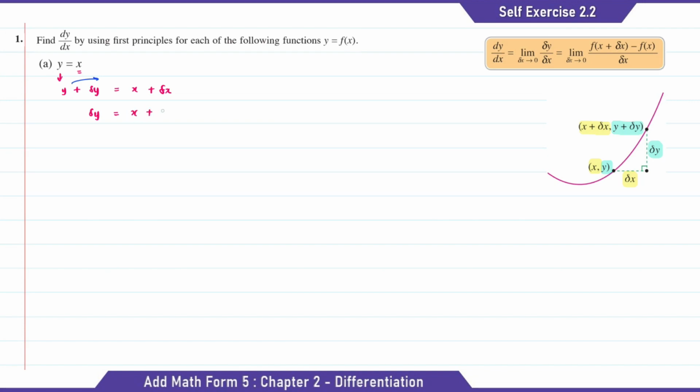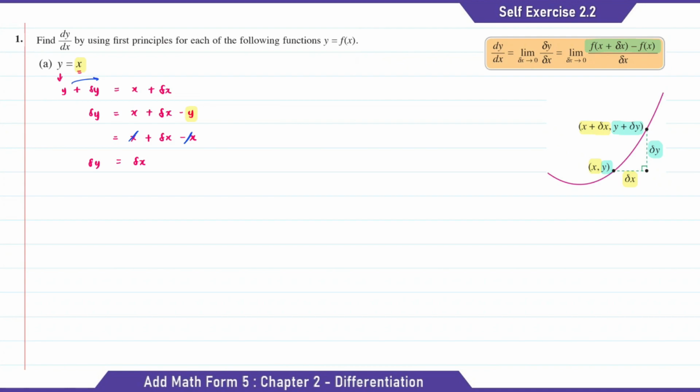Next, move the y to the right hand side. It will become x plus delta x minus y. So here we can replace the y with the x as y is equal to x. So here x minus x will be cancelled. So delta y is equal to delta x. So what we are doing so far is for this part.